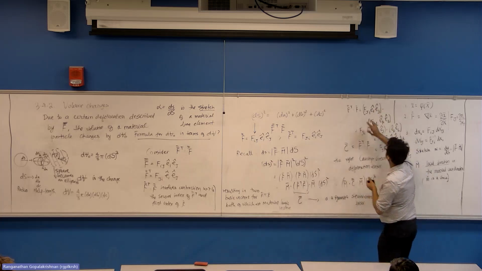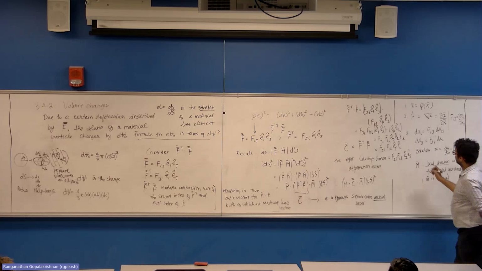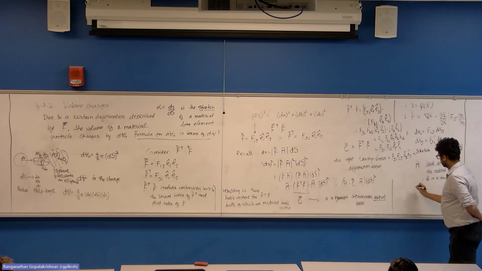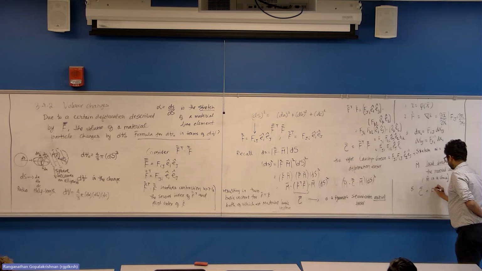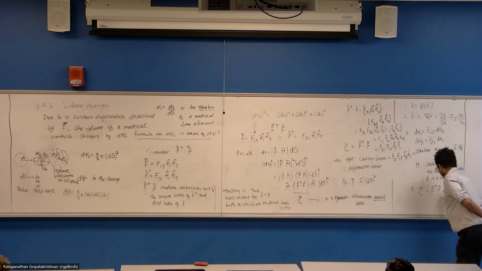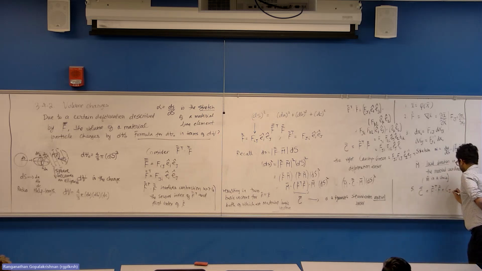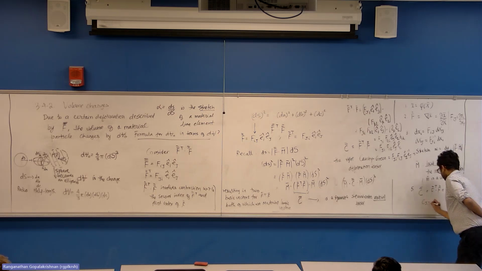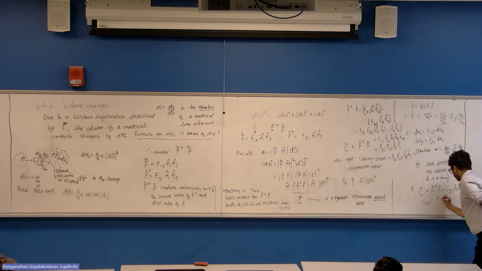So we are going to write in our list: this is stretch. C is equal to F transpose dot F, which is equal to P_ij E_i E_j, and C_ij is equal to F_ii multiplied by F_ij.